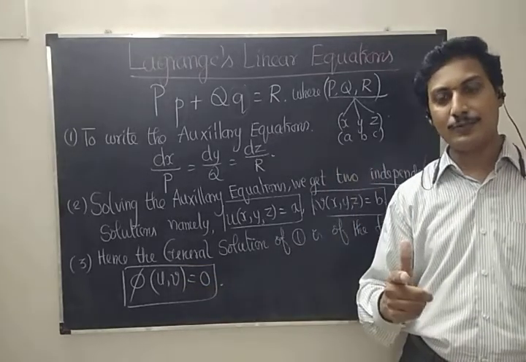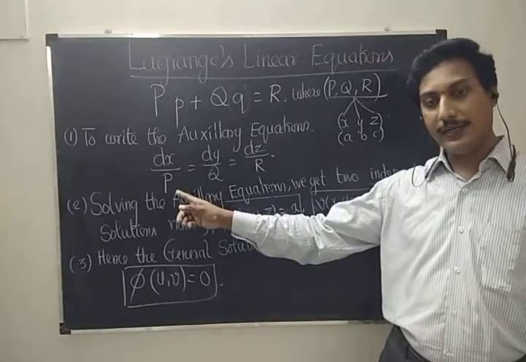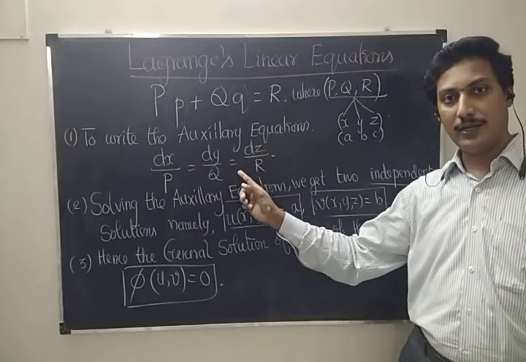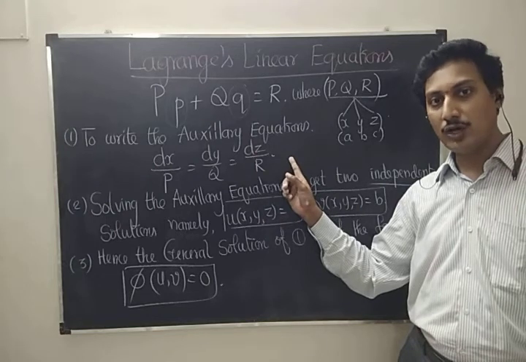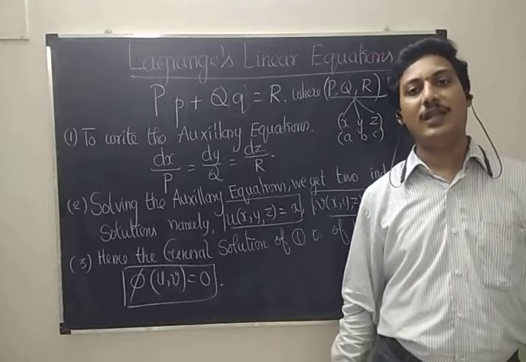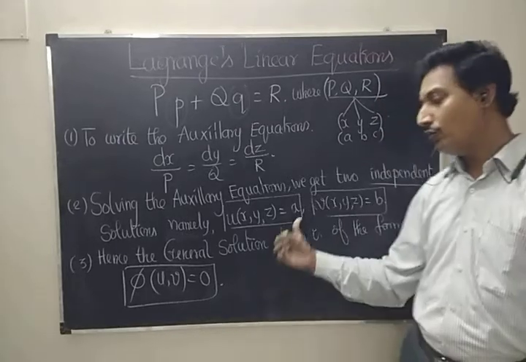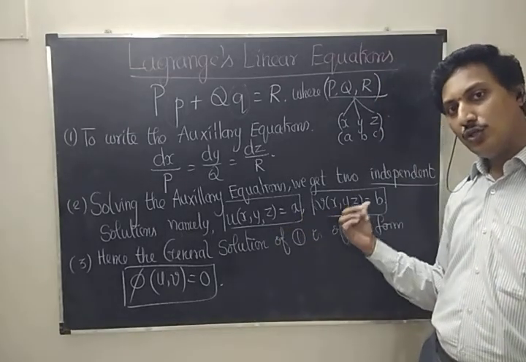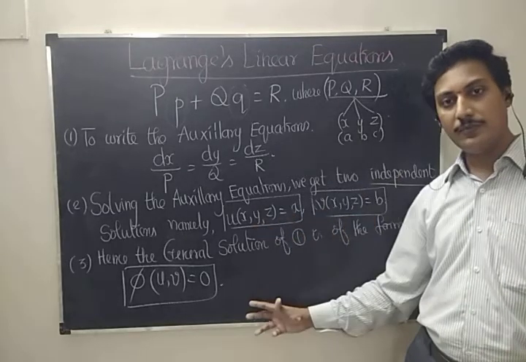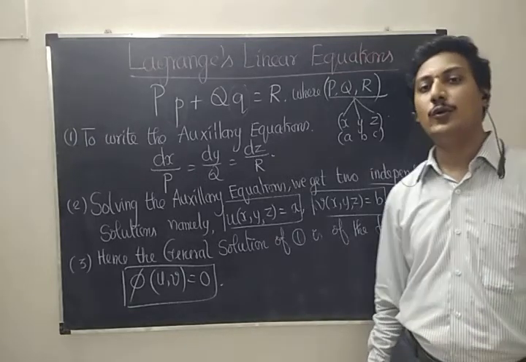Once again, let us repeat this procedure. First, write the auxiliary equation dx by capital P is equal to dy by capital Q is equal to dz by capital R. These are ratios, not fractions. With the help of the method of grouping, the method of multipliers, or other techniques using the properties of ratios, find two independent solutions, namely u and v. Then the third step: substitute in the form phi of u comma v equal to 0. That is the required general solution.